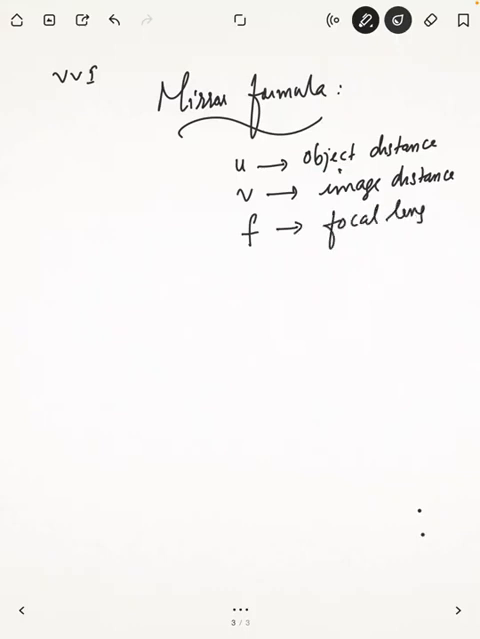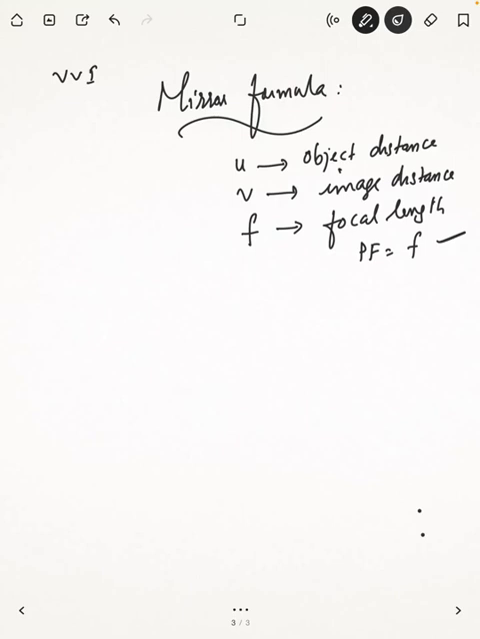What is focal length? It is the distance between pole and focus. PF equal to small f. You know this point, focal length. It is the distance between pole and principal focus of the mirror, that is known as focal length.